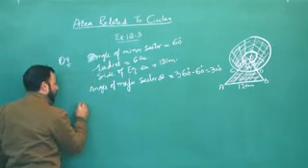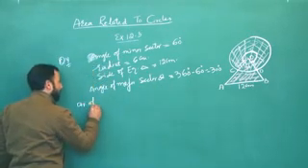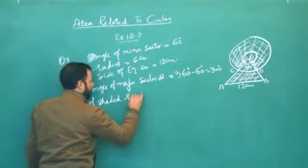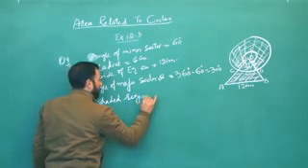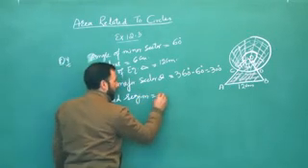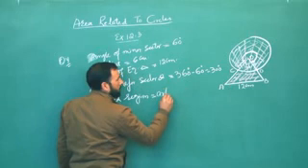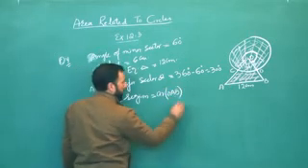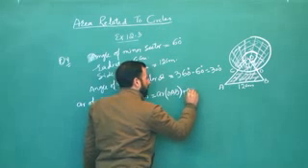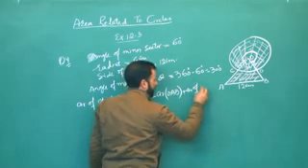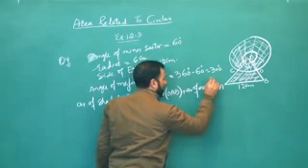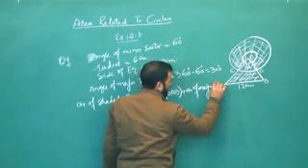Now we have to find out the area of the shaded region. That is equal to area of equilateral triangle OAB plus area of major sector.